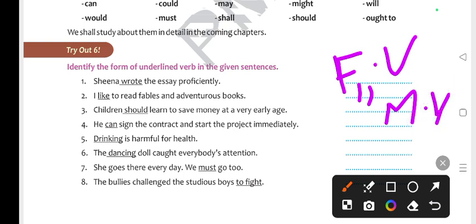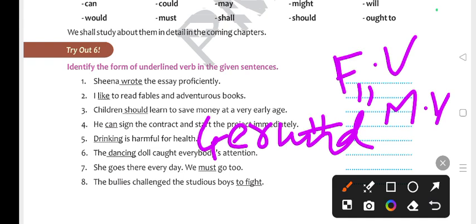Next, he can sign the contract and start the project immediately. This is again MV. MV means modal verb. Drinking is harmful for health. What is drinking? Drinking is a gerund. So we'll write here gerund. Drinking works here as a noun.